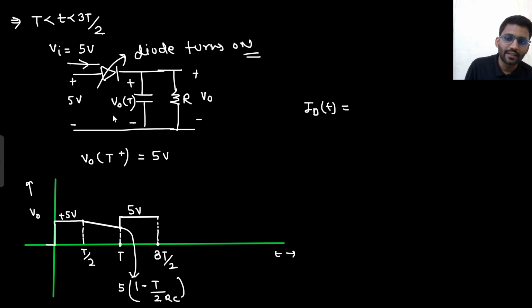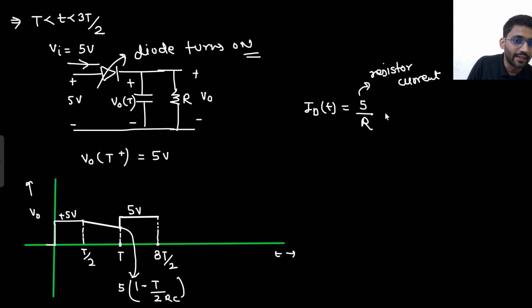One thing is for sure, that this voltage is going to 5 volt only. Just as the diode turns on, this voltage will be 5 volt. So there will be 5 by R current. That is the resistor current. But there will be a capacitor current as well. And what will be the value of that capacitor current?